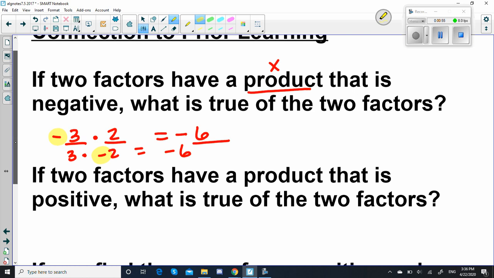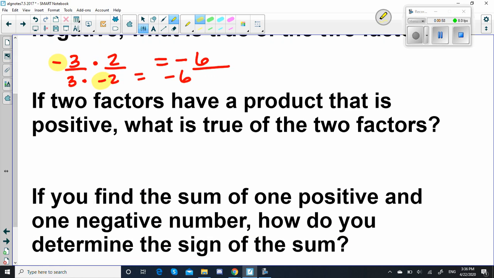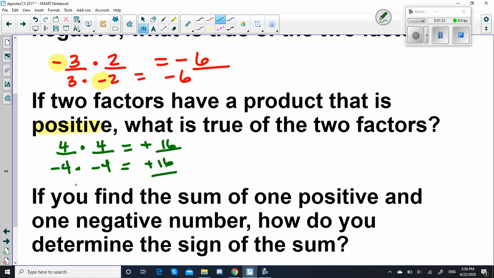or a negative answer. And then if we have the same thing here, if we have two factors, the product is positive. So that means a number times another number gives me a positive something. Either both of these numbers are positive, like 4 times 4 is positive 16, or they're both negative. Negative 4 times negative 4 is also positive 16 because a negative times a negative is a positive. So if the signs are different, it gives us a negative product. And if the signs are the same, it gives us a positive product.